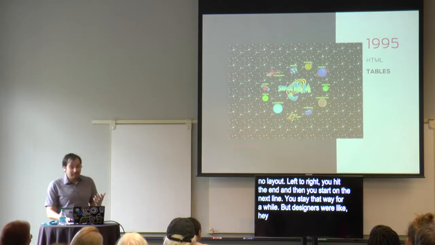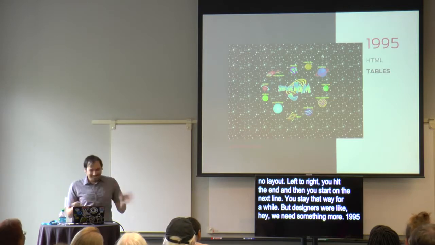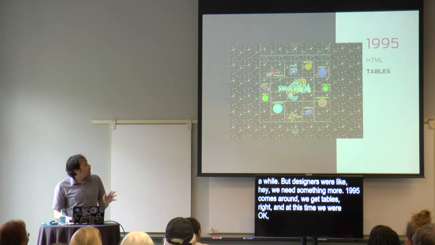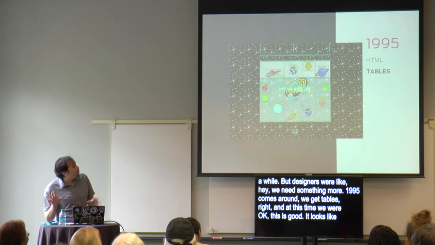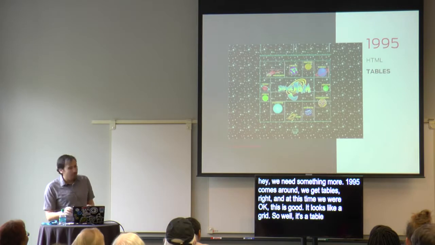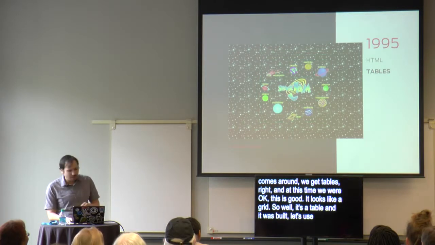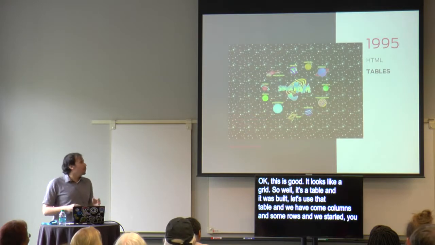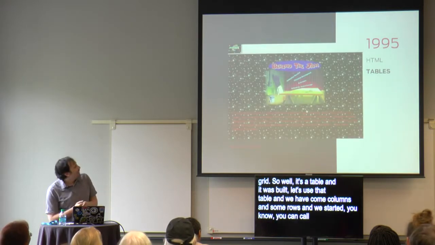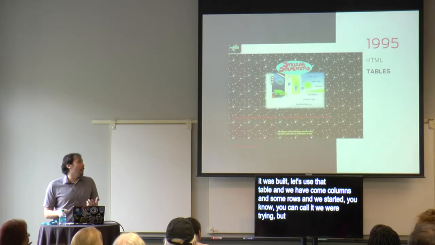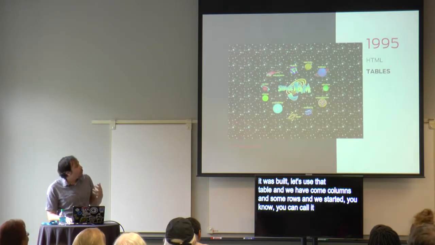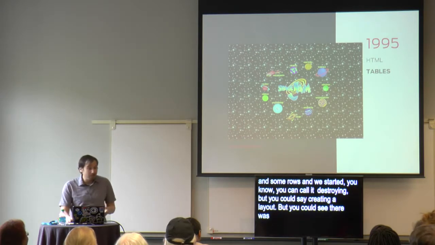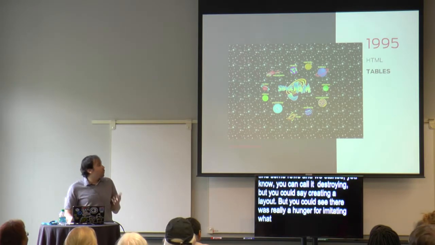1995 comes around, we get tables. And designers were like, okay, this is good. It looks like a grid. Well, it's a table, and it wasn't built for design, but let's just use that table. And we have some columns and some rows, and we started, you can call it destroying, but we could say creating, layout. With time, we realized this was not the layout we wanted, but you can see there was already a hunger for imitating what we saw in print with what we wanted to do on the web.